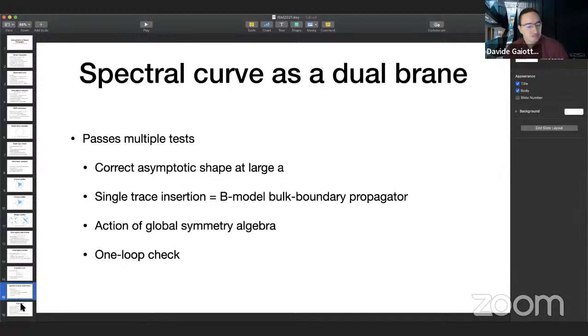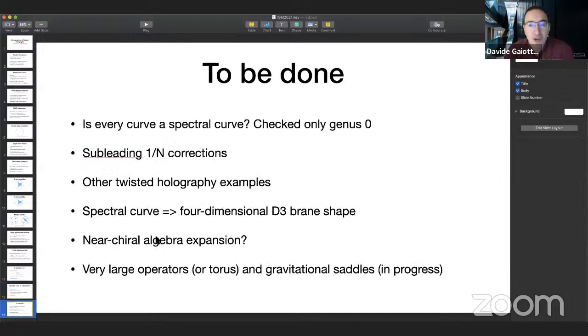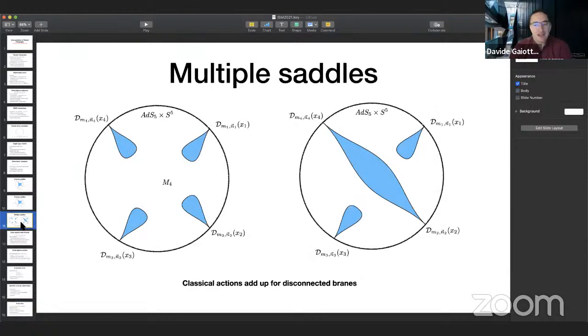So what sort of things would be nice to do next? First of all, at the moment, we're not sure that every curve in SL2C can be written as a spectral curve. We proved it for genus 0, but we don't know if it's true in general. So in general, in this holographic setup, it would be nice to know which saddles on the gravitational side actually contribute to the quantum field theory calculation.